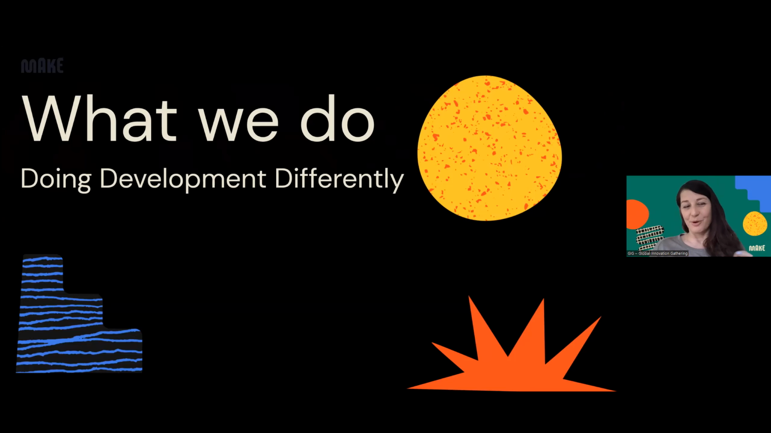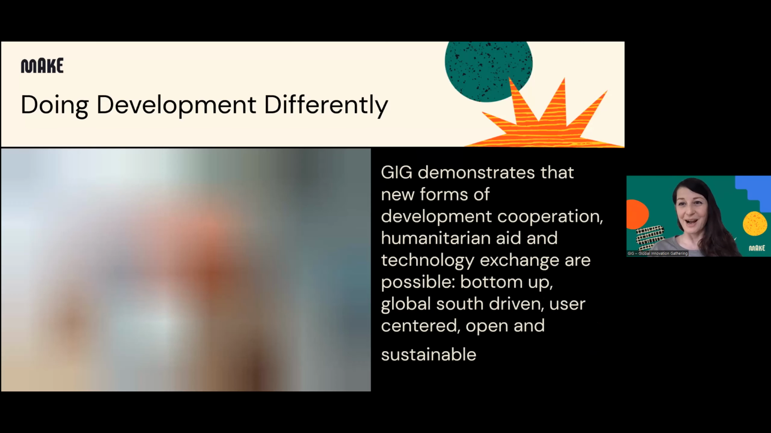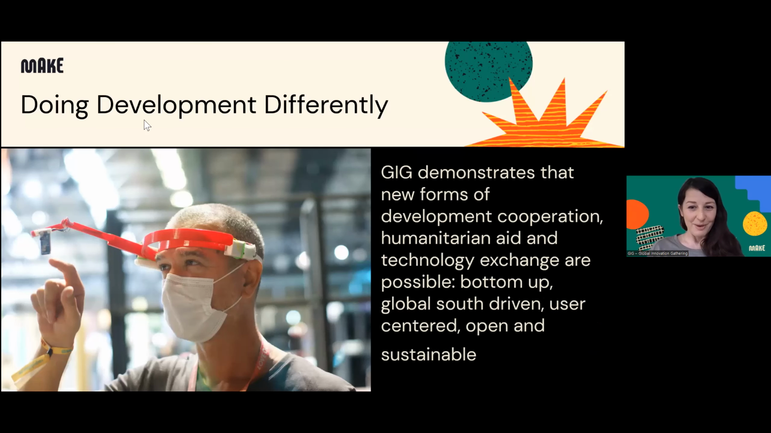A couple of words on what we do and why. GIG has also tried to bring forward the proof of concept that it's possible to do development differently, and all these big buzzwords that we hear a lot of the time about these bottom-up processes and being global south or user-driven are things that we really try to do by example, and that we have demonstrated over the years that this different take on global development is possible.